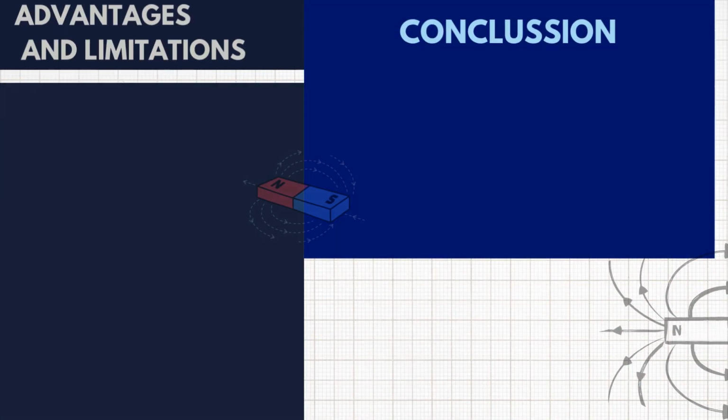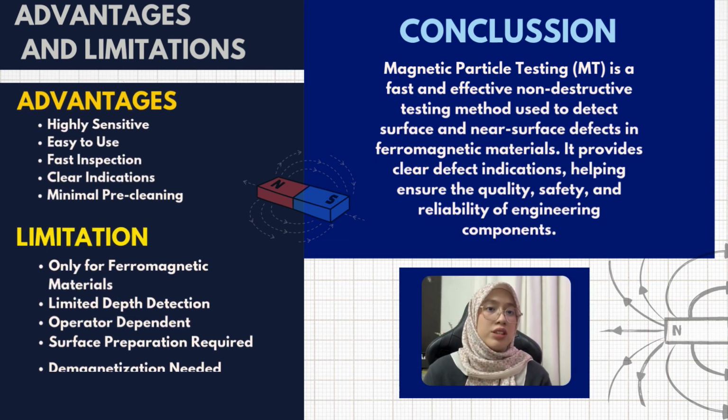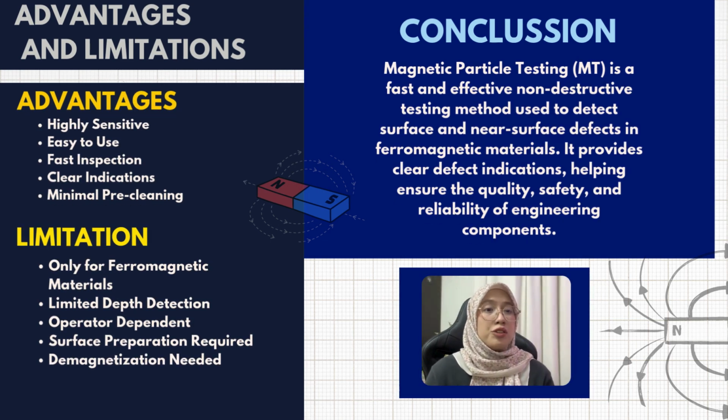So there are several advantages of this magnetic testing. For the first one, it is highly sensitive, easy to use, fast inspection, clear indication, and minimal pre-cleaning. As for the limitations, the first one, it only works for ferromagnetic materials. The second one is limited depth detection. The third one is operator dependent. The fourth one is surface preparation required. And the fifth one is that demagnetization is needed.